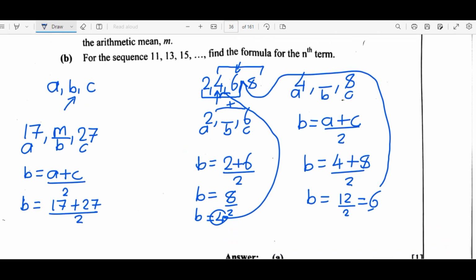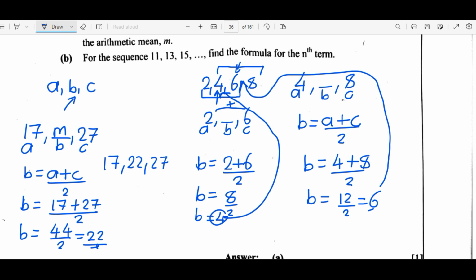So what is the sum of these two numbers? 17 plus 27 will give us 44 over 2. Then if you average 44, our final answer is equal to 22. So the value of M is 22. So the original sequence is supposed to be 17, 22, 27.